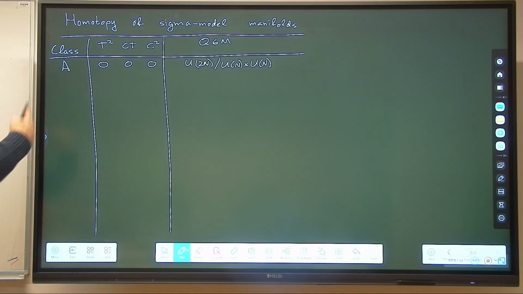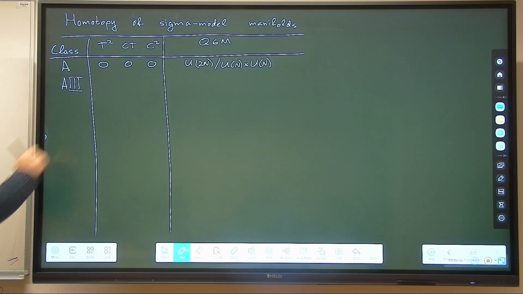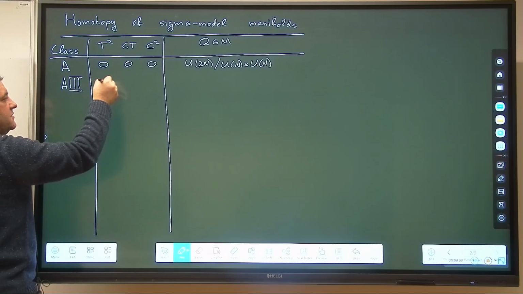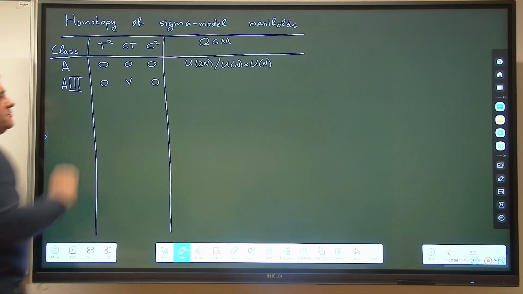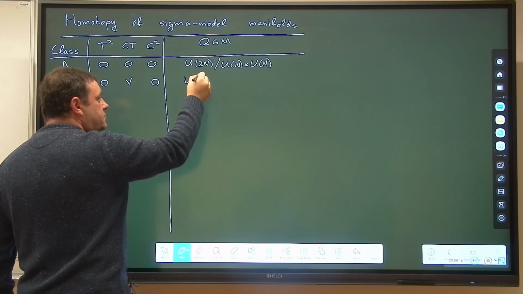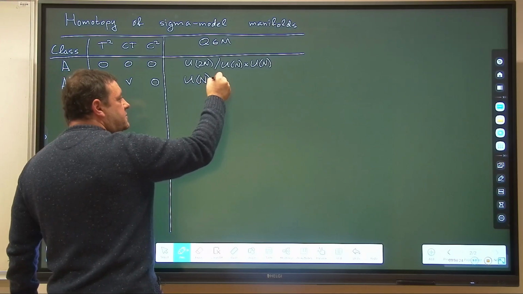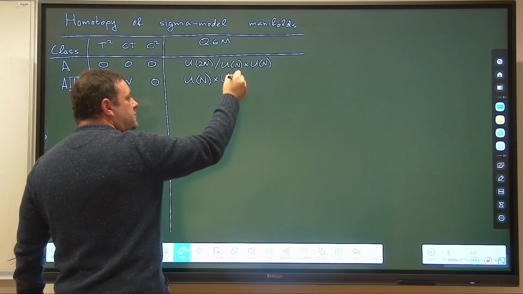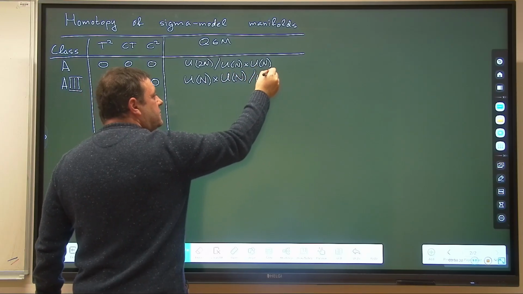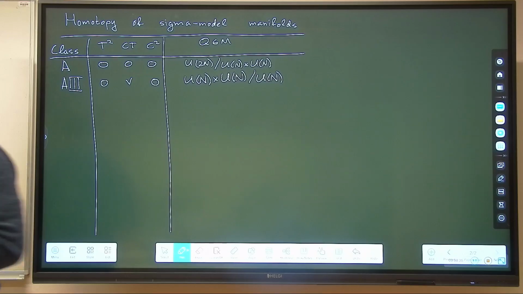And then it's the nice thing about this table, then we go to another class which is AIII, chiral unitary, and the only distinction is that it has this CT symmetry, but no other symmetries. And the manifold is just U(N), it's just the unitary group itself. But I will write it now in a slightly different way. I will write it as U(N) times U(N) divided by U(N). So it's clear that you can cancel one U(N). This is just a unitary group.